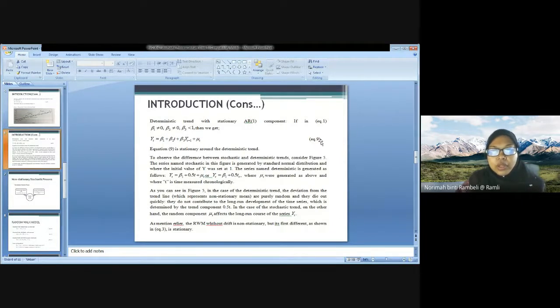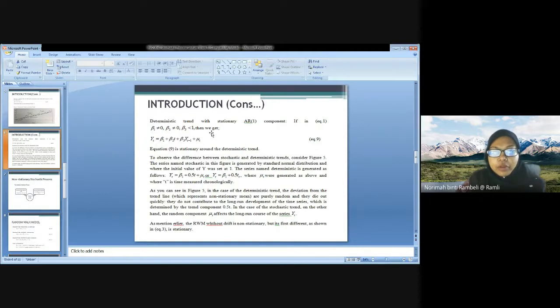Okay, now equation 9, we call it AR1. Why AR1? Because we only have one lag. T minus 1 means one lag. Lag, one lag. Not leg, not one foot, but lag. In BM, terlat, terdahulu. In English, lag. Lag length is T minus 1.